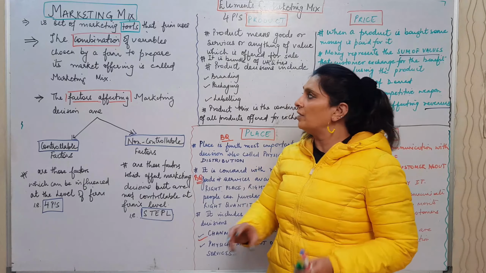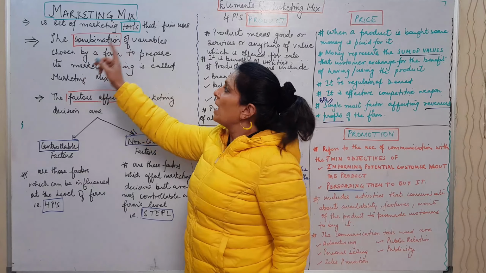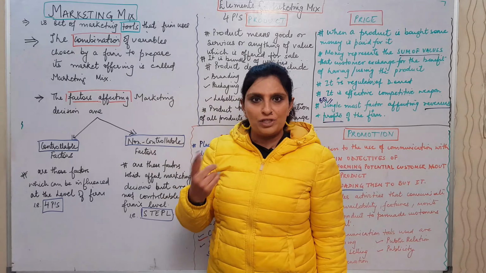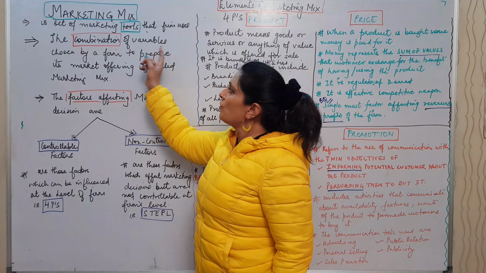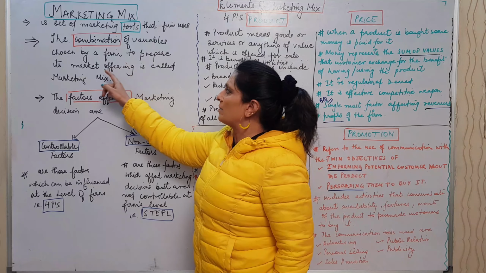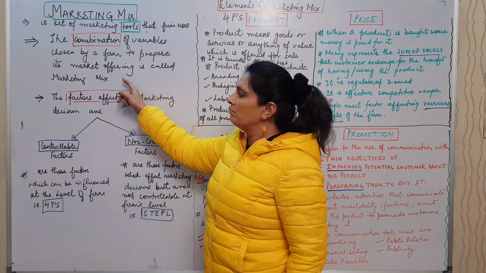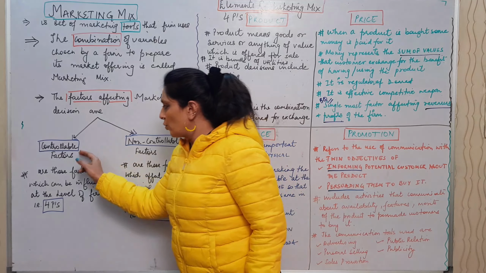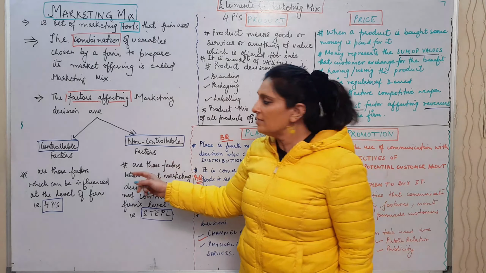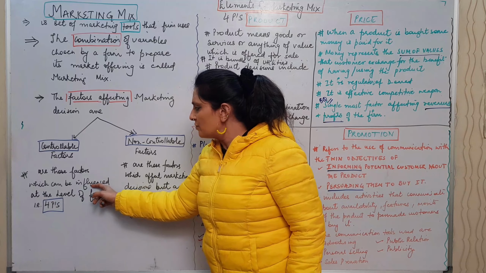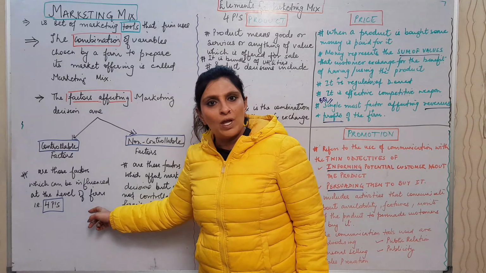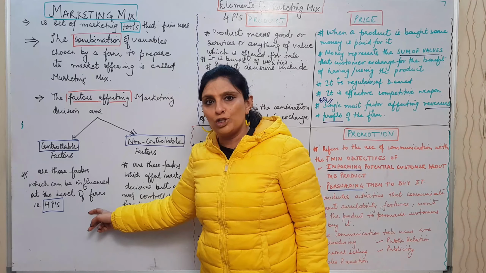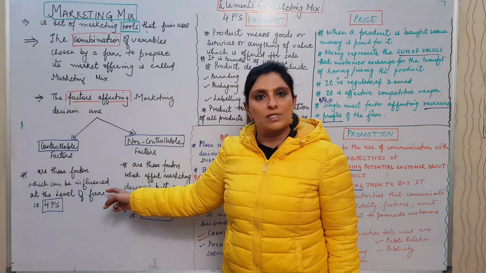Let's do the definition first. Marketing mix is a set of marketing tools that a firm uses, of course, to achieve its objectives. The combination of variables chosen by a firm to prepare its market offering is called marketing mix. And the factors affecting marketing mix decision are controllable factors and non-controllable factors. Controllable factors are those factors which can be influenced at the level of the firm, that is 4P's: product, price, place, promotion. This was a board question in 2019.